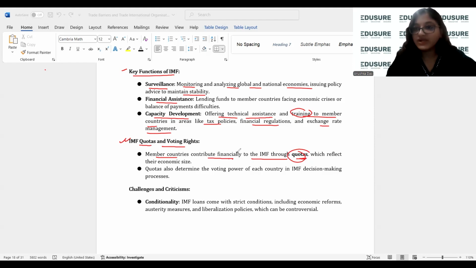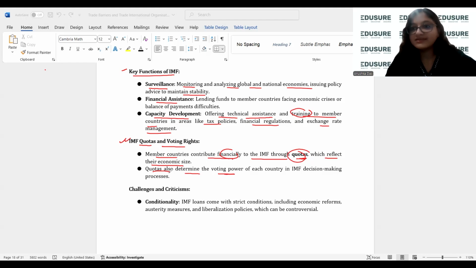Member countries will contribute financially to IMF through quotas, which reflect their economic size. Depending on their capability, their capacity, their economic size, they will give IMF some financial assistance as quota. Quota means a fixed amount of financial assistance has to be made towards IMF every year, and then in the hour of need, IMF will help them back. The quotas also determine the voting power. The more financial assistance you give towards IMF, the more you can expect in return.